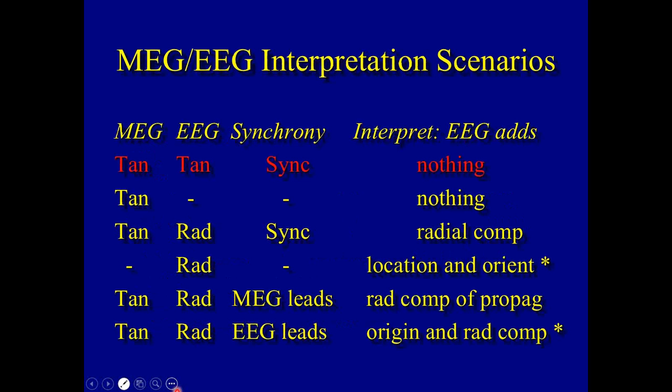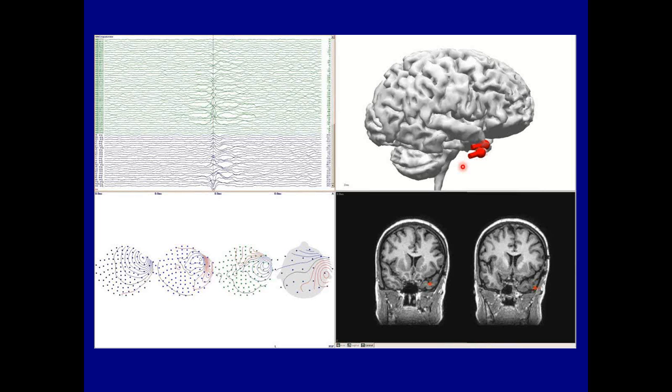So let's look at 6 different scenarios that show the relationship between MEG and EEG, and when EEG adds something to the solution or not. Let's have the orientation of the source. Here is tangential for the MEG, tangential for the EEG. The two are synchronous, and the bottom line in this particular case, EEG doesn't add anything because MEG is more sensitive and more accurate for tangential sources.